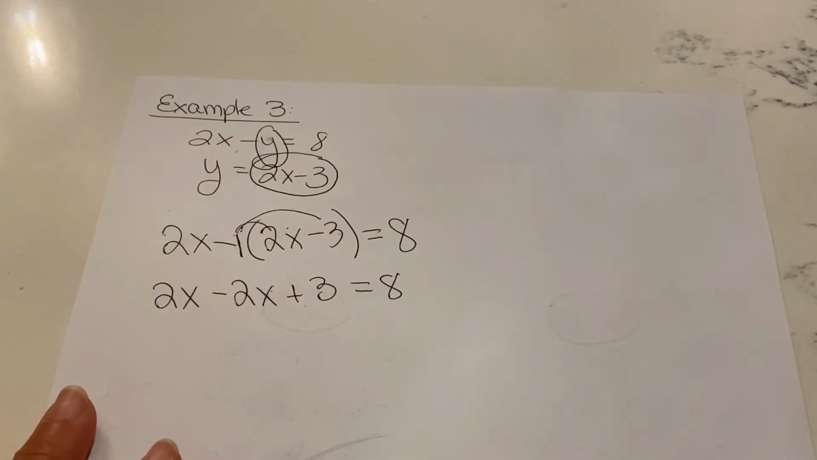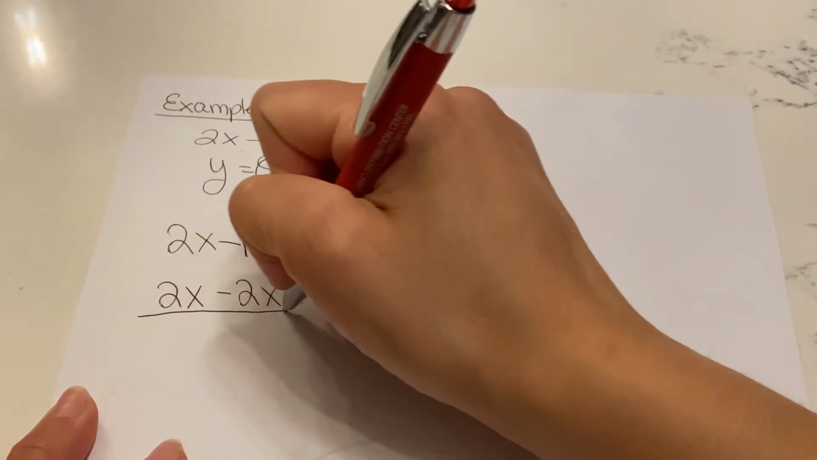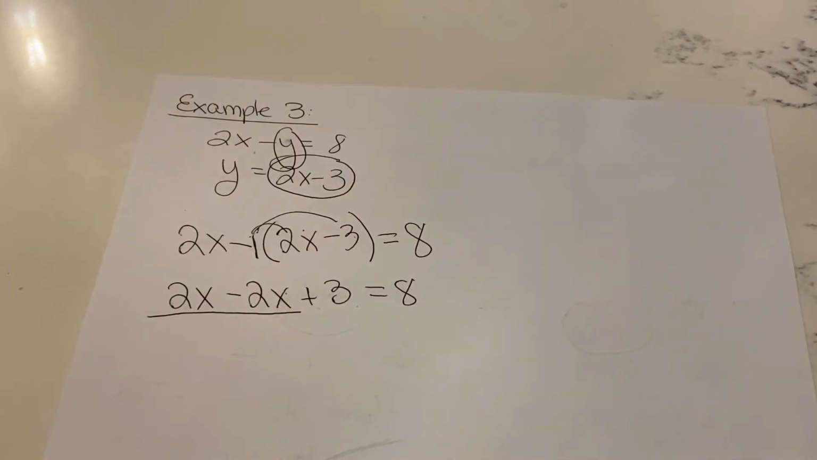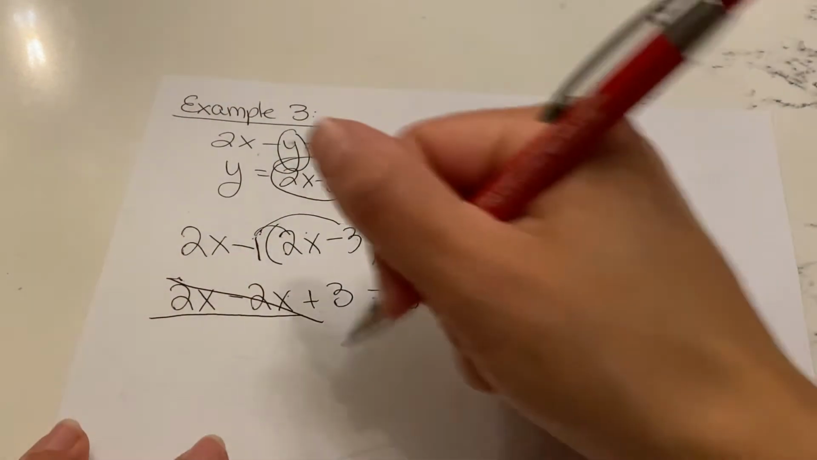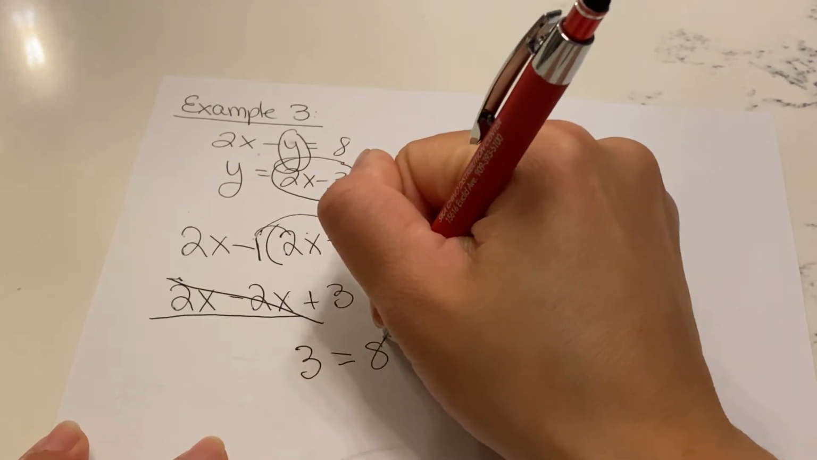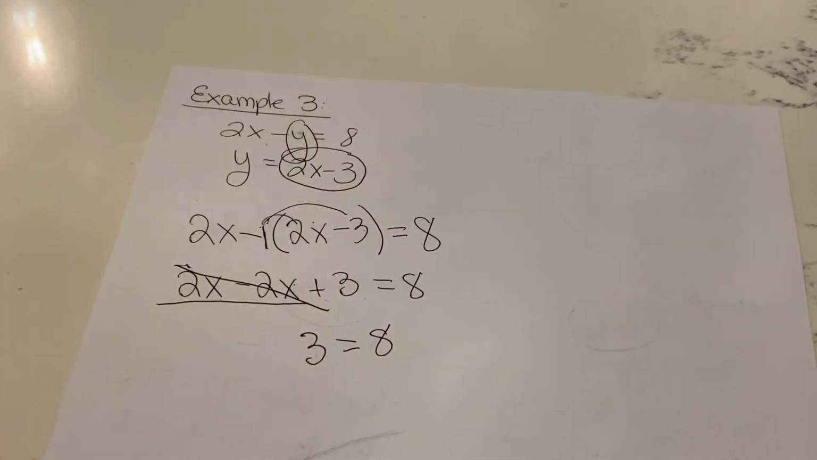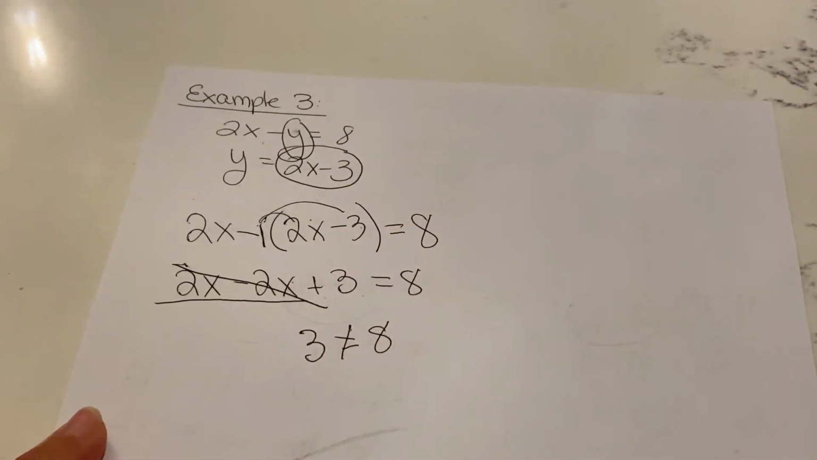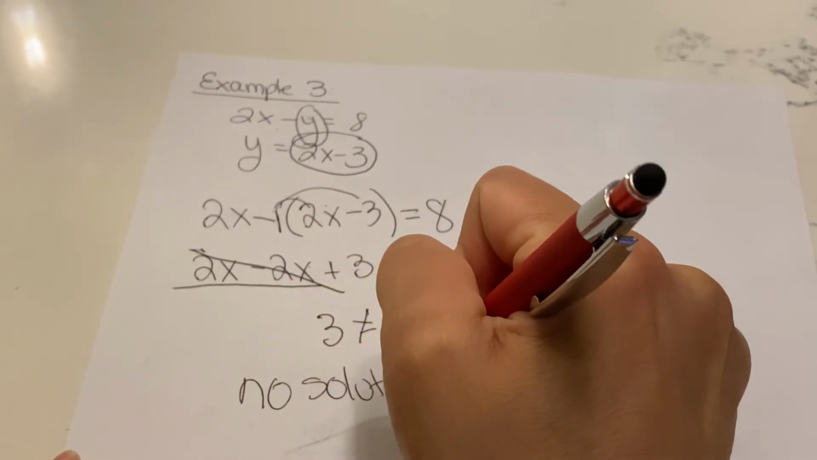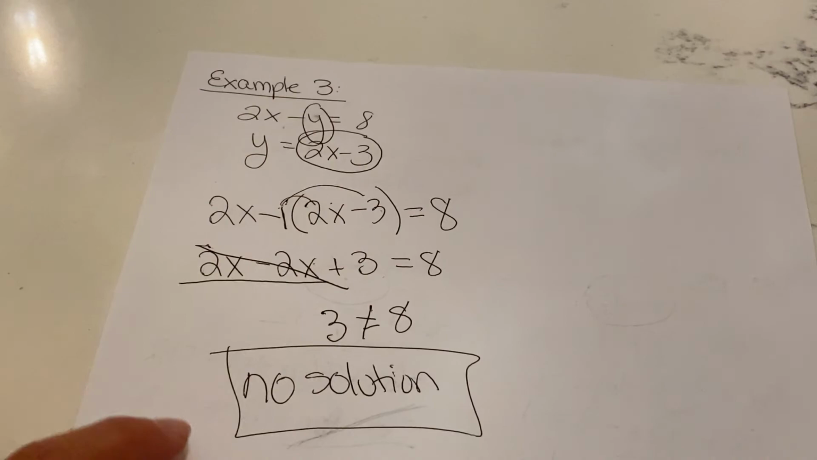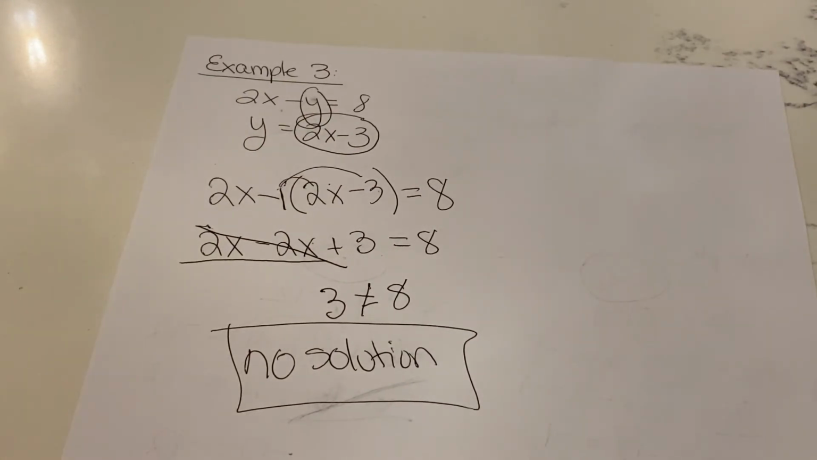So now I'm going to combine like terms. What happens with the 2x? It says 2x minus 2x. That gives you 0. It cancels out. I'm going to be left with 3 equals 8. Now ask yourself, is this a true statement? Is 3 equal to 8? No, right? That's false. So this tells you there is no solution. Okay? What does no solution represent? Parallel lines. That tells you it will never intersect, so therefore it does not have a solution.